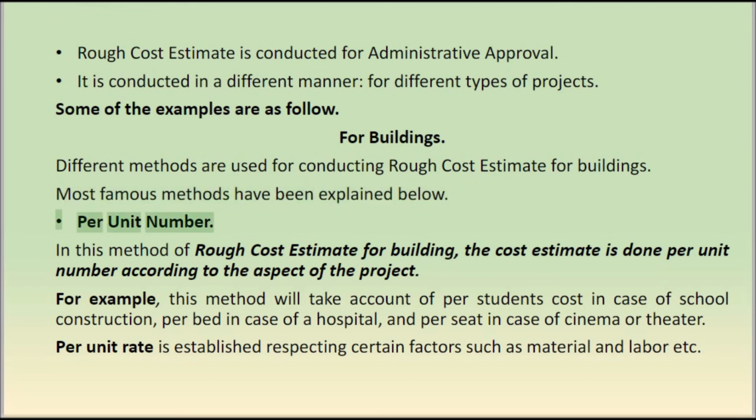Per unit number. In this method of rough cost estimate for building, the cost estimate is done per unit number according to the aspect of the project. For example, this method will take account of per student's cost in case of school construction, per bed in case of a hospital, and per seat in case of cinema or theater. Per unit rate is established respecting certain factors such as material and labor, etc.